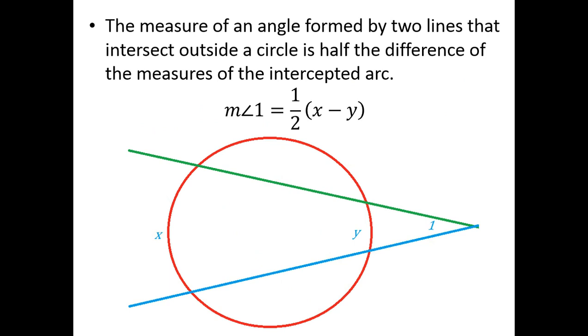Okay, so the next one is if we have our two lines intersect outside of the circle. If the two lines intersect outside and we want to find that angle, instead of adding the two arcs together, we're going to subtract them. So you take the larger minus the smaller and then cut them in half. So you take the difference of the two and then you cut it in half. The outside angle should be smaller than both the intercepted arcs. It's always true.